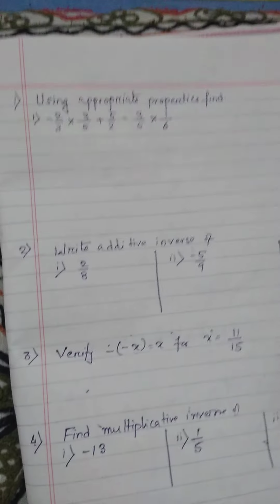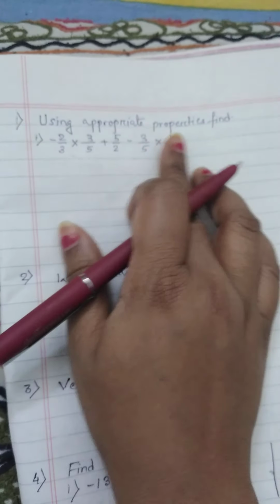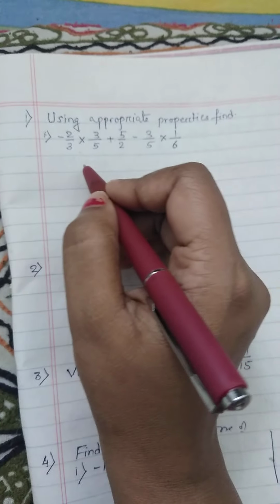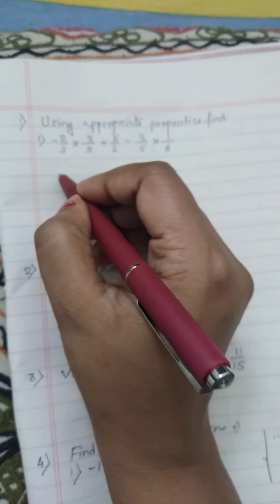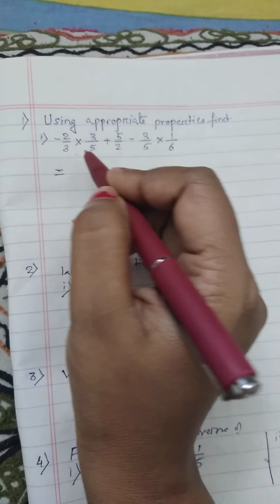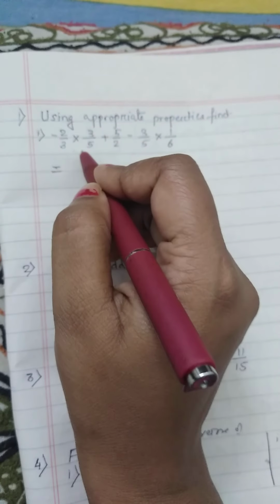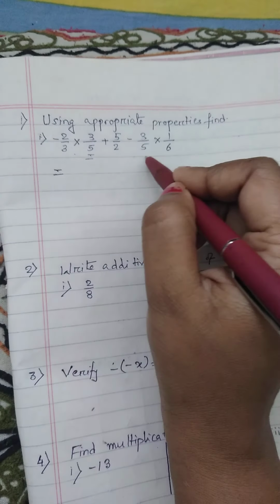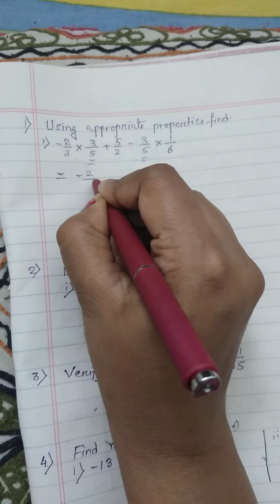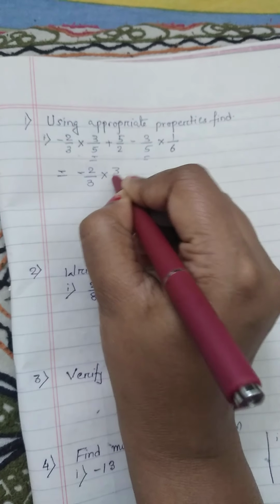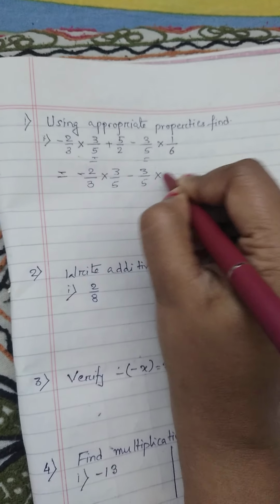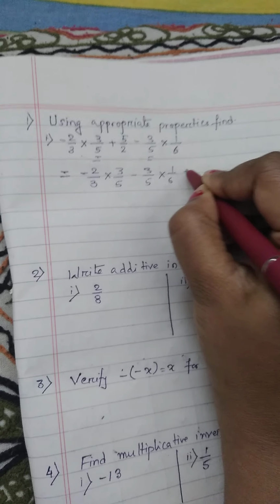Okay, so the first question we have is using appropriate properties. You have to solve this question. So this is equal to, first what do we do here? We will bring the ones having the same rational number together. So minus 2 by 3 into 3 by 5 minus 3 by 5 into 1 by 6 plus 5 by 2.